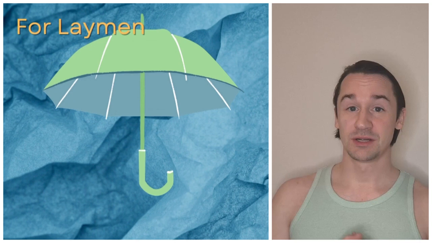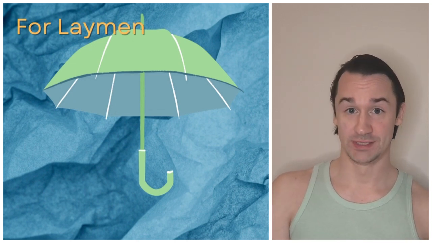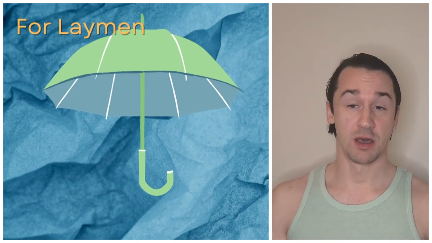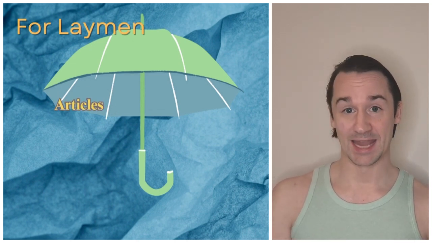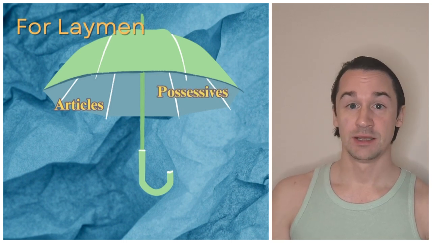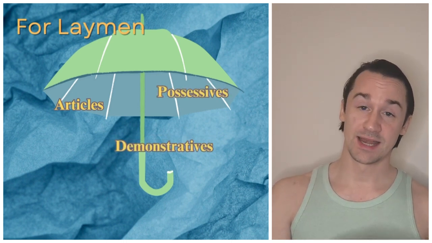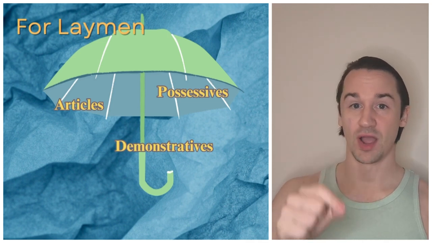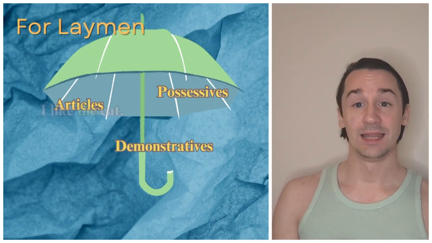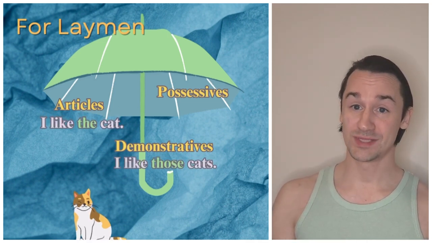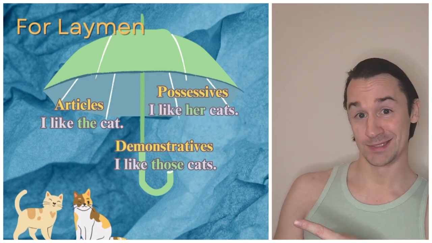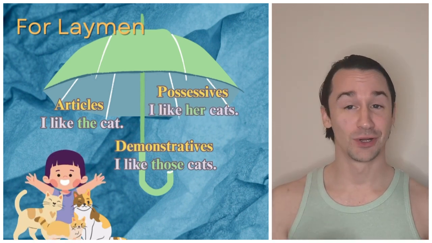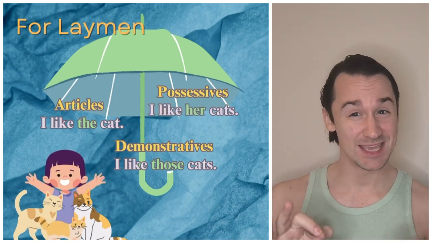Determiners is an umbrella term for groups of words with different functions. You may have heard of some of them. Articles, for example, a, an, and the are determiners. They're words that come before a noun to connect that noun to what it's referencing. It helps to describe or better identify the noun. I like the cat, I like those cats, I like her cats. Consider this your warning. If you are allergic to cats, this section may kill you.